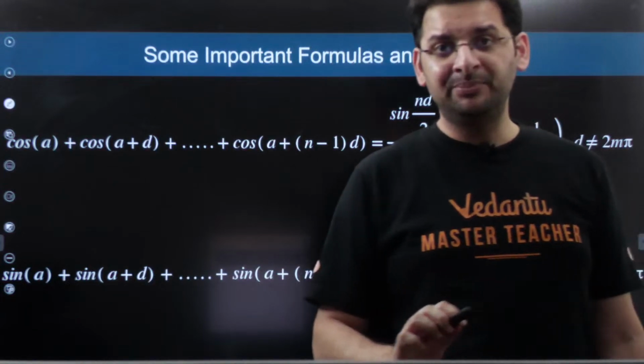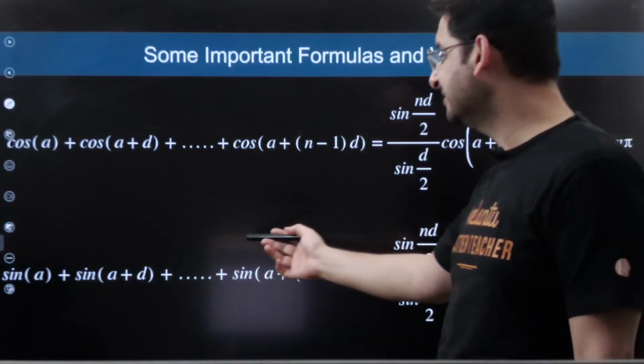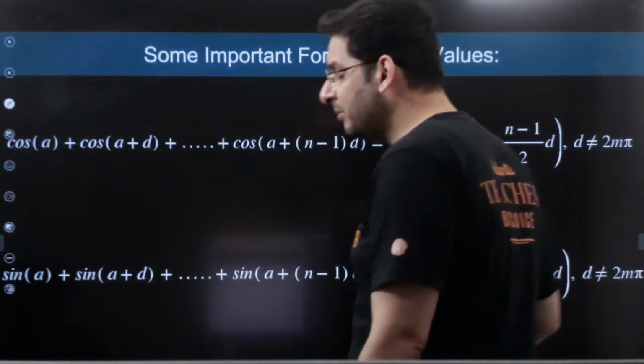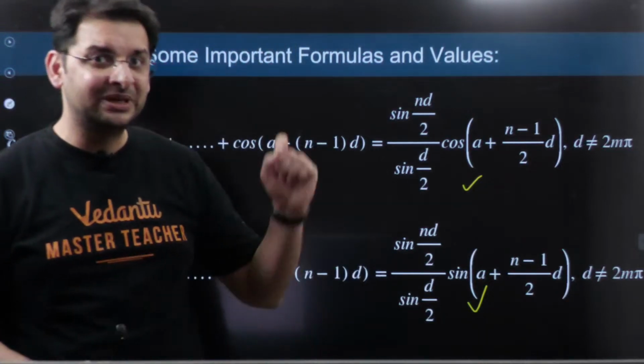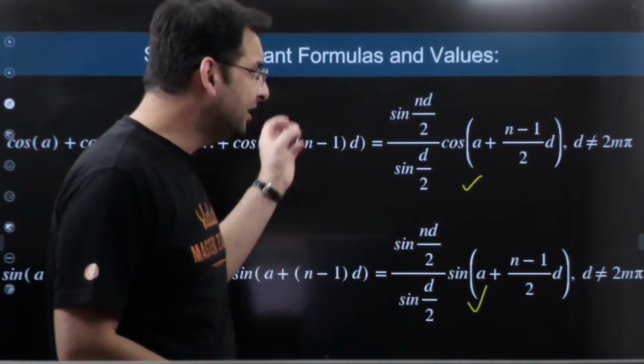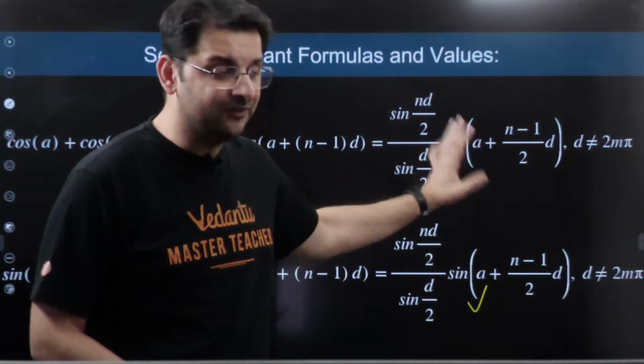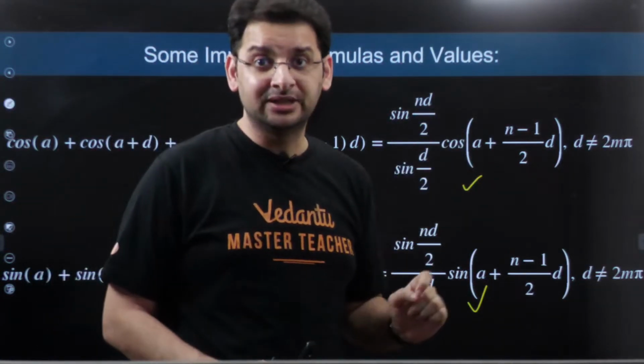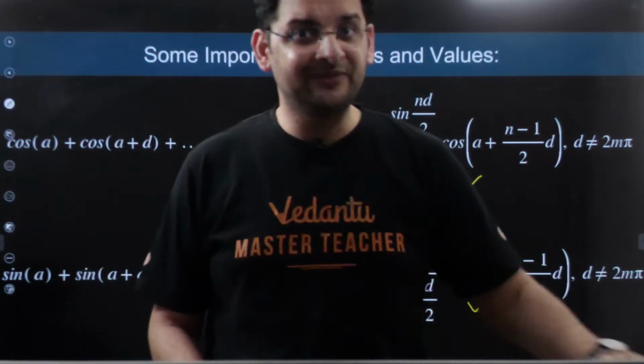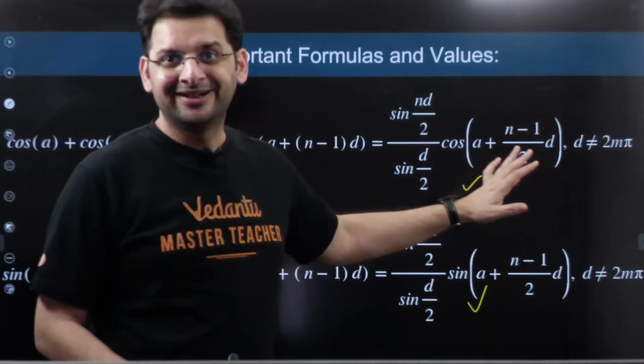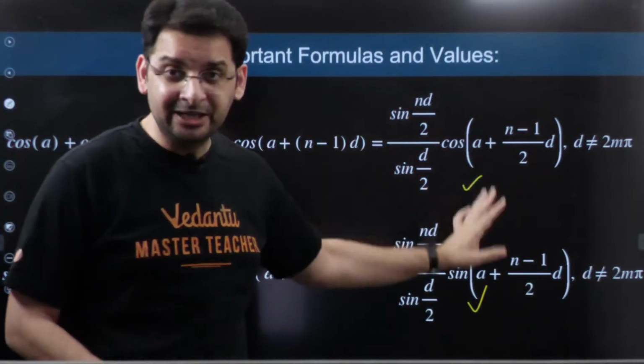So angles are in AP and cos is there, angles are in AP, sin is there. So these are standard formulas that I'm sure you must have used. I'm just writing it to tell you the importance of these formulas, that these formulas are not to be ignored, because in JEE Advanced, a lot of questions have come on these formulas a lot of times. Right? So a lot of times these formulas have been directly used in JEE Advanced.